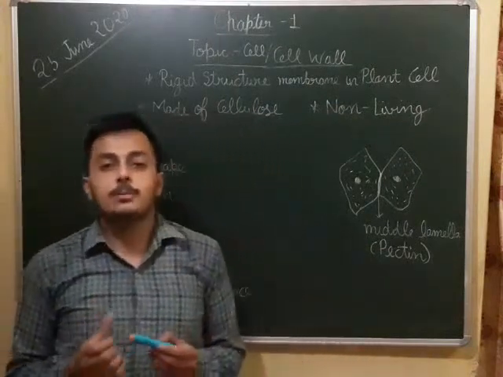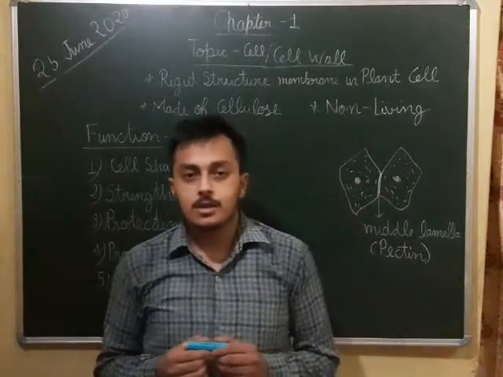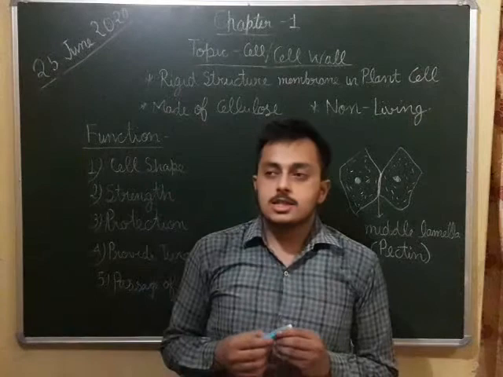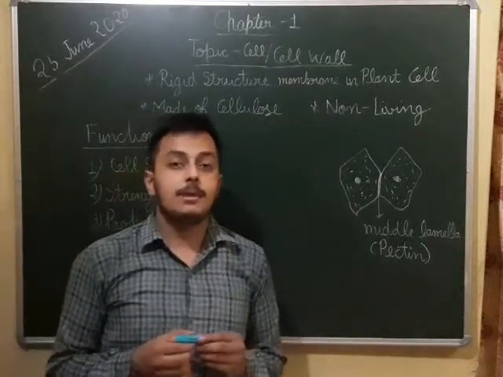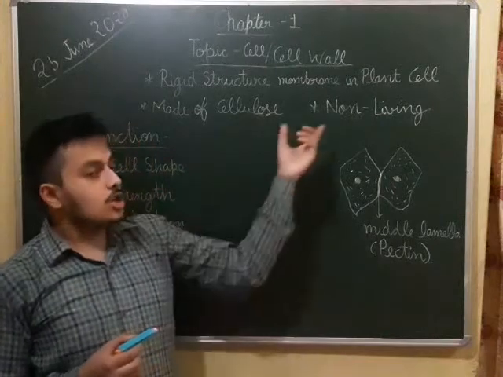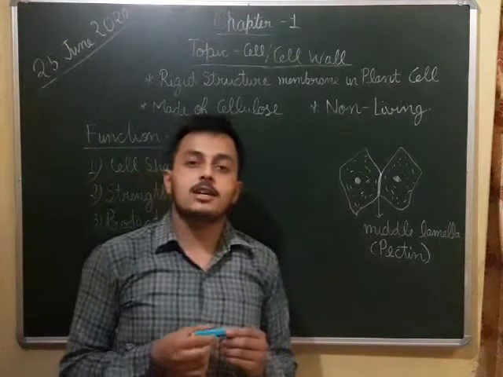What is it made up of? It is made up of a molecule called cellulose. Remember a third point, that is this membrane is a dead membrane. Okay, it is a non-living membrane. It is also selectively permeable.